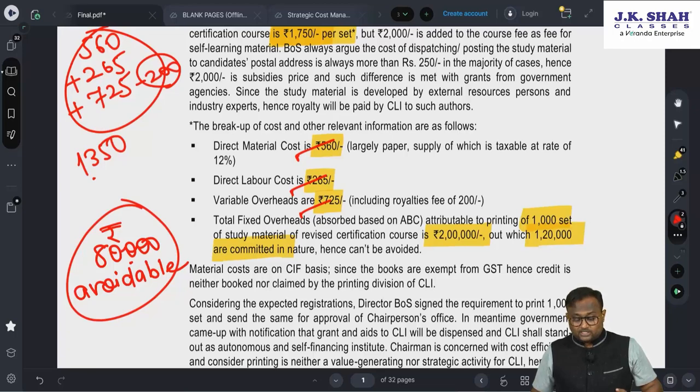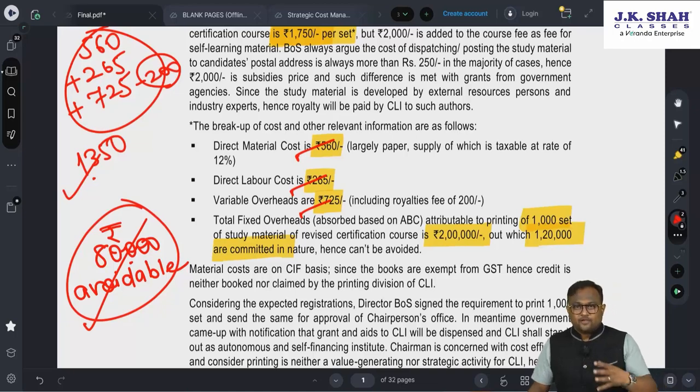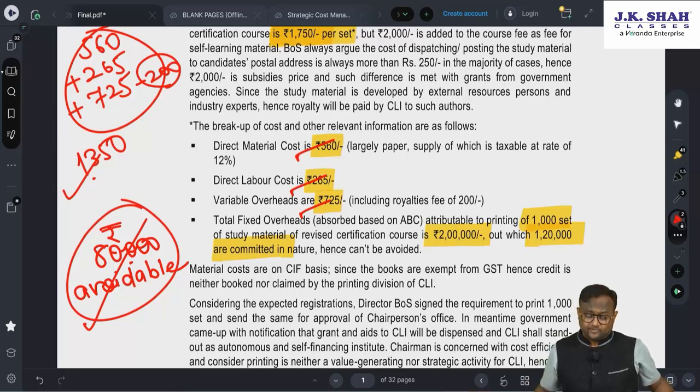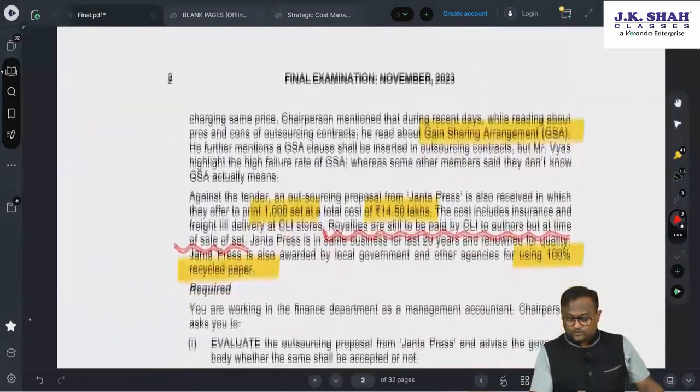So 13,50,000 you will save, plus 80,000. So guys, 14,30,000 I'm going to save and I'm spending 14,50,000. Sounds illogical. If I outsource, how much will I be saving? 13,50,000 production cost, 80,000 fixed cost. 14,30,000 will be saved, 14,50,000 will be incurred. There is no point in accepting the proposal. That was your first part.